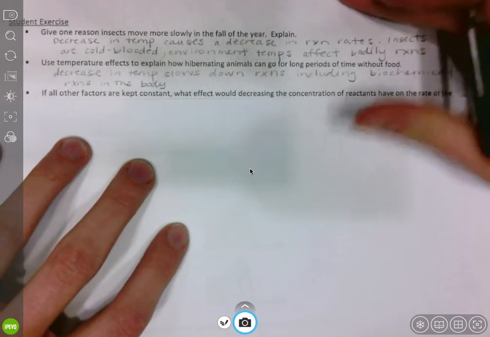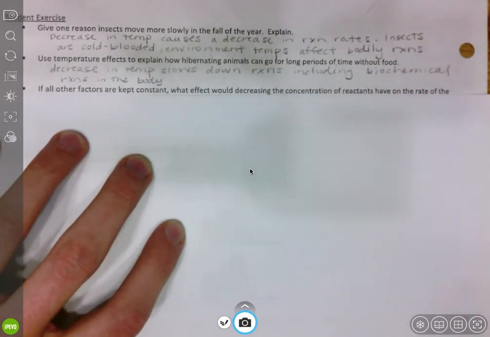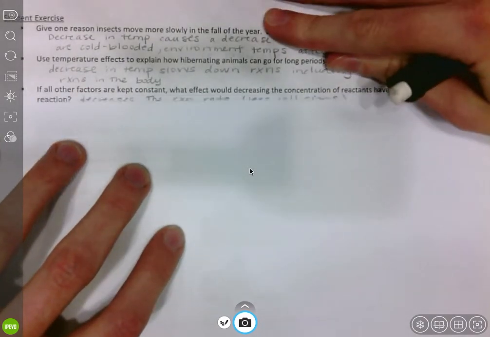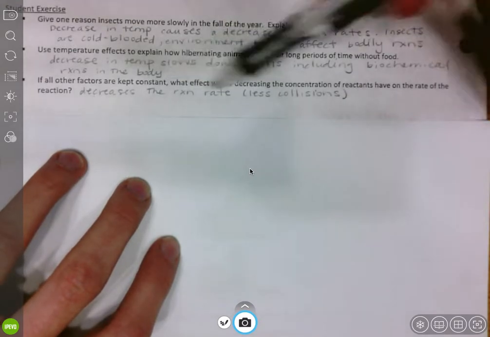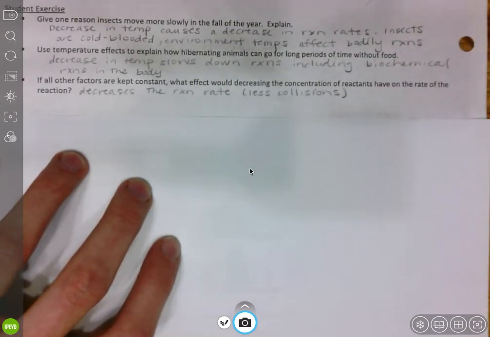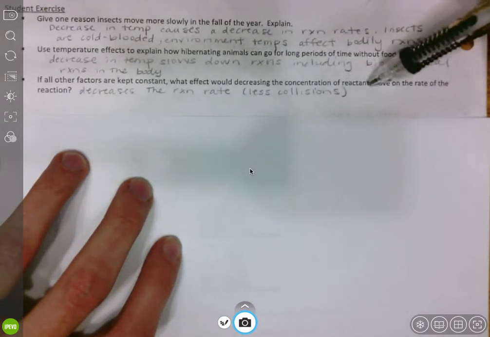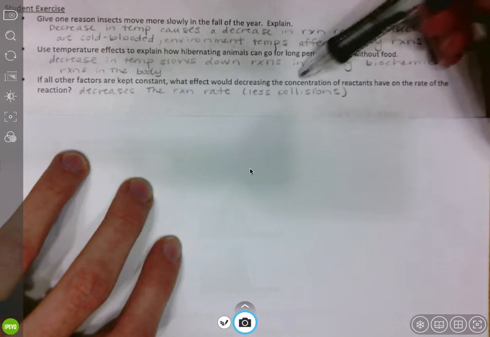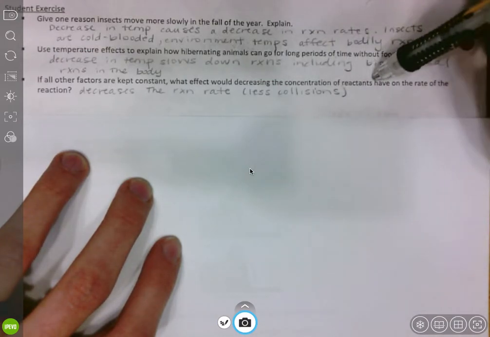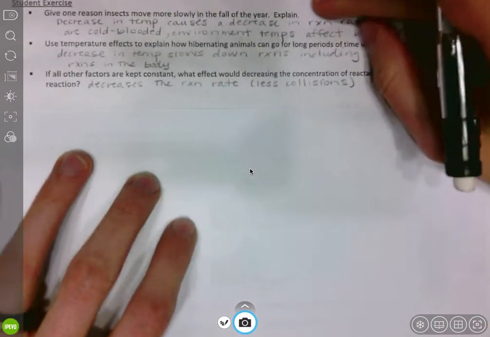All right, if all other factors are kept constant, what effect would decreasing the concentration of reactants have on the rate of the reaction? If we have fewer reactants, we're going to have fewer collisions, and thus a decreased reaction rate.